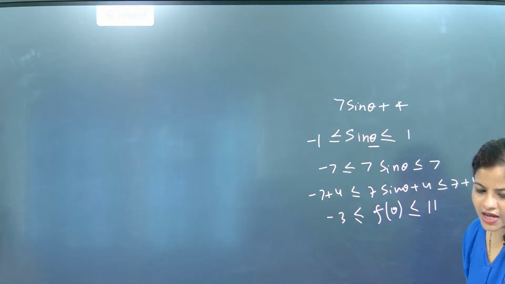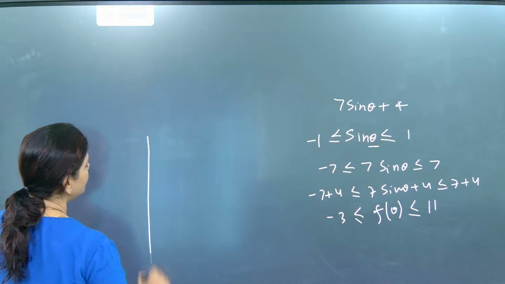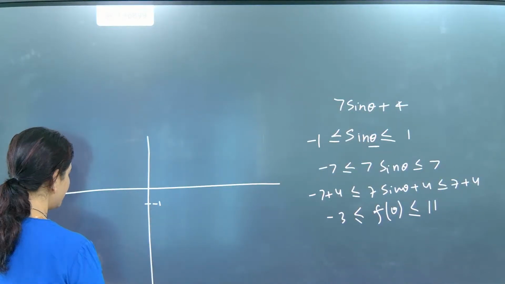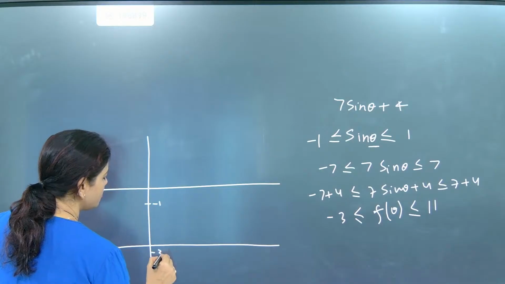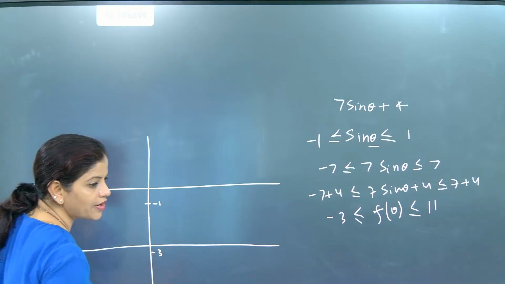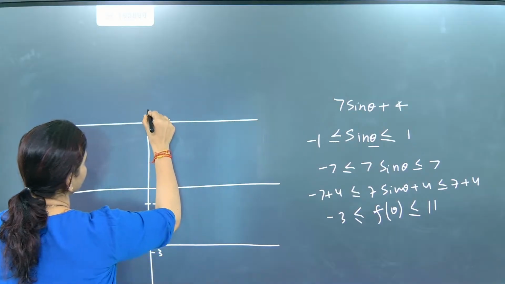Absolutely correct. And beta, minimum will be exactly where? Minimum will be minus 3. When we are drawing, what is our minimum? Usually sine minimum is minus 1, but now the minimum will shift. It will become minus 3. And what is the maximum? Maximum of sine is 1, but now maximum will not be 1. It will reach 11.